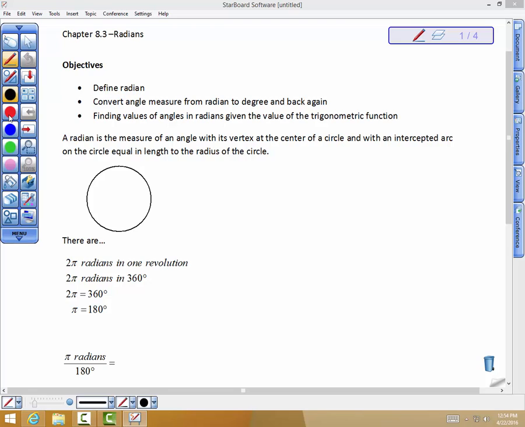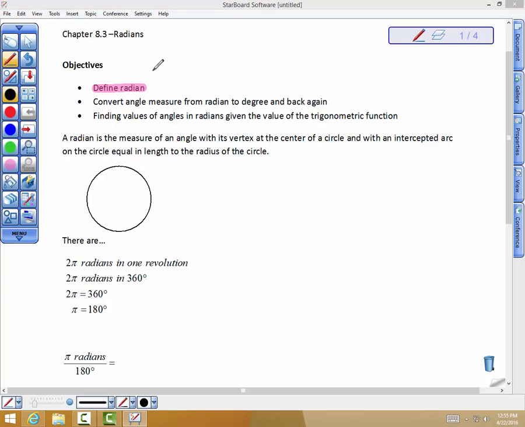In our next few segments, we're going to look at the values of the trig functions in the four quadrants, but we're going to think about the angle that we're speaking about in terms of radian measure, not in terms of degrees. So what I'm going to do first here is define what a radian is.